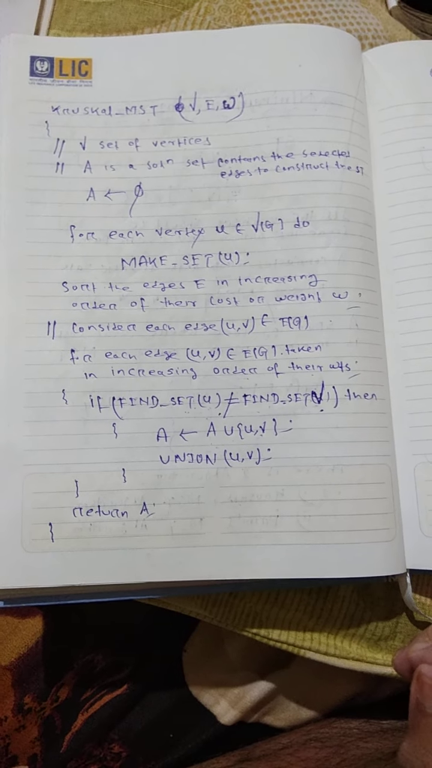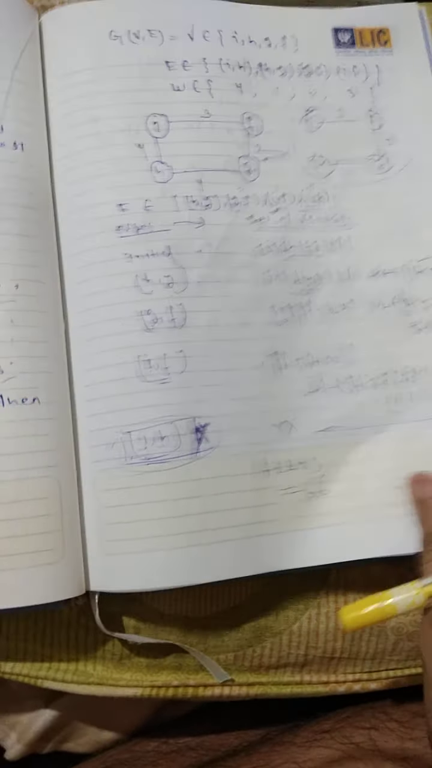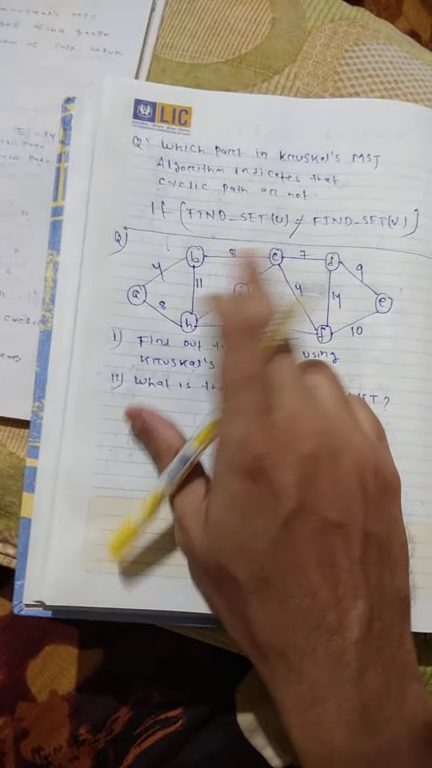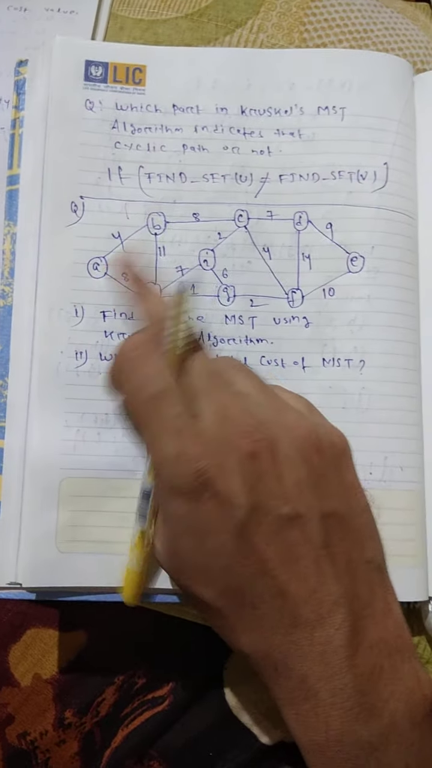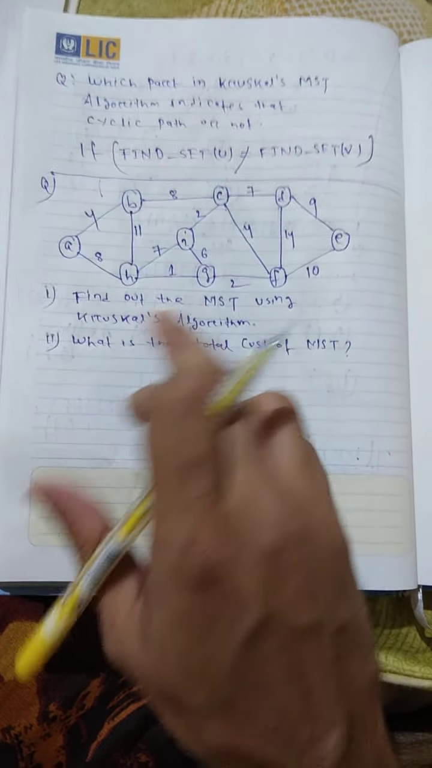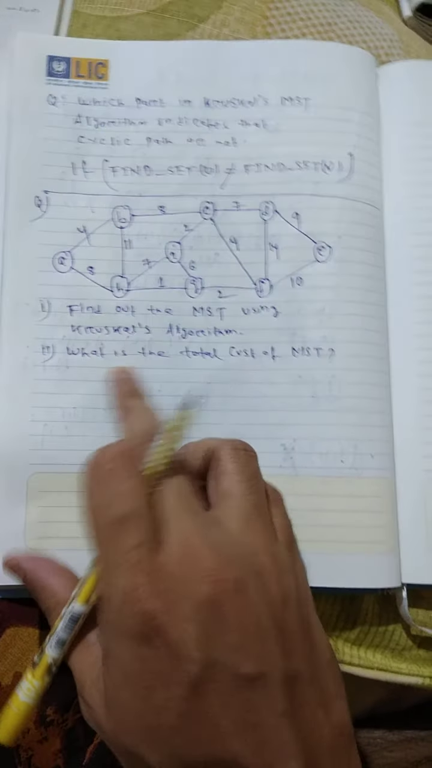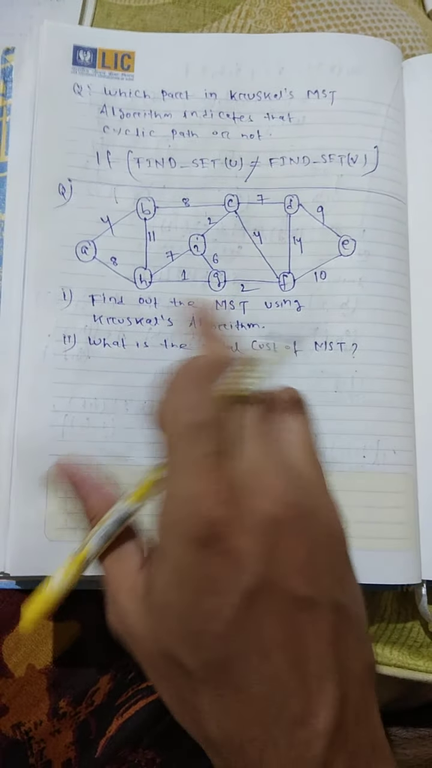In the previous section, we already discussed the Kruskal MST algorithm with a small example. Okay, let's discuss another one. Suppose a graph is given having vertices and edges, and a weight is associated with each edge. The question asks: find the minimum spanning tree using the Kruskal algorithm. Then what is the total cost of this minimum spanning tree?